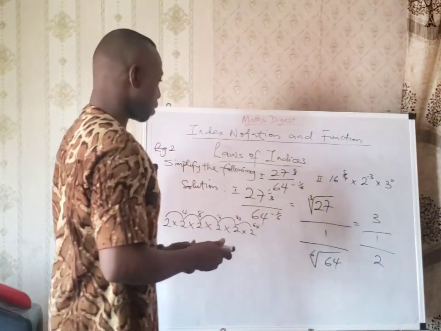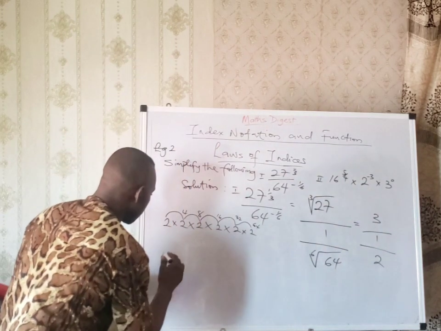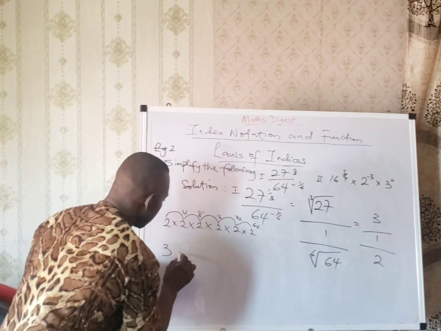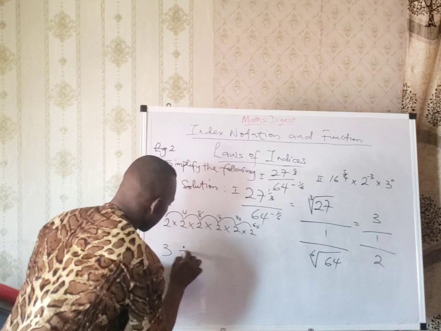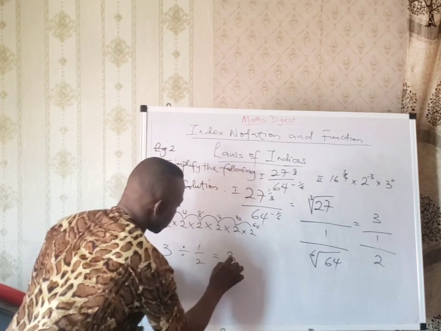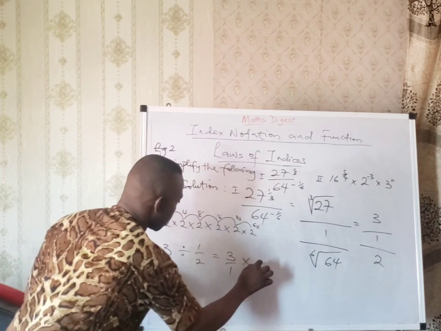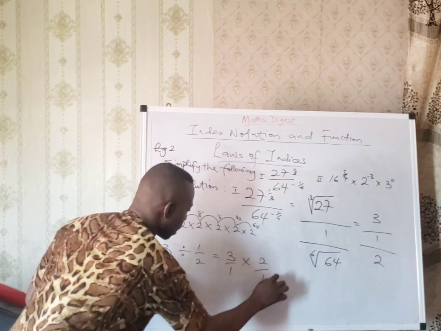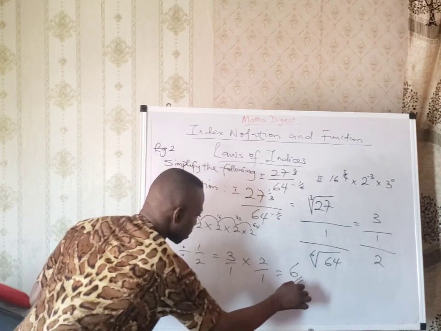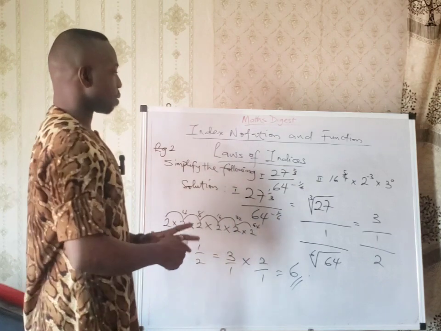Now remember this. What this simply means is that this 3 is being divided by 1 over 2. So in that case, you say 3 over 1 times, take the reciprocal of this, you have 2 over 1, and this will give you 6. That's the final answer. So quickly we'll go to the second number.